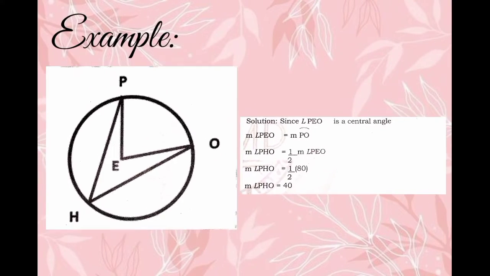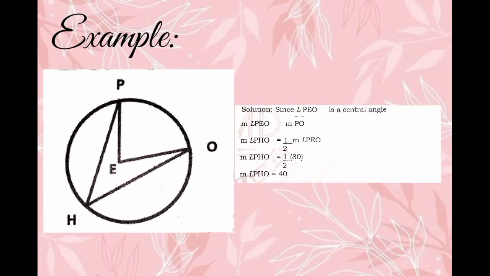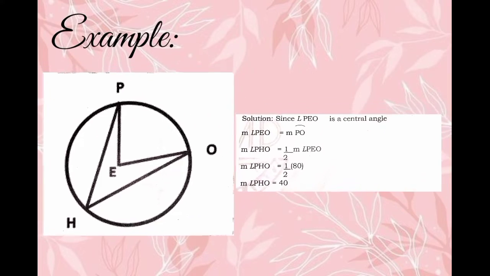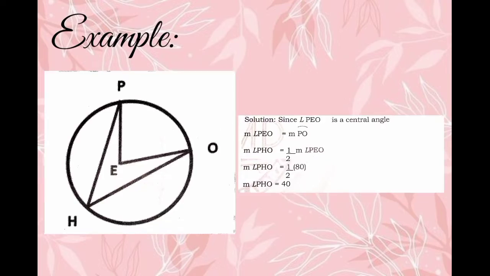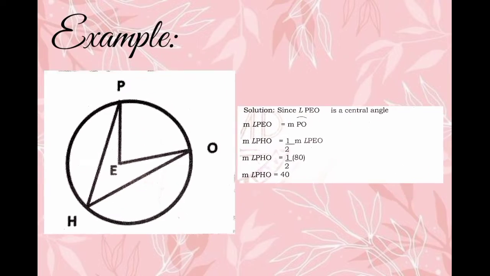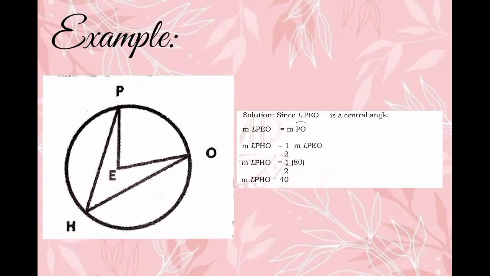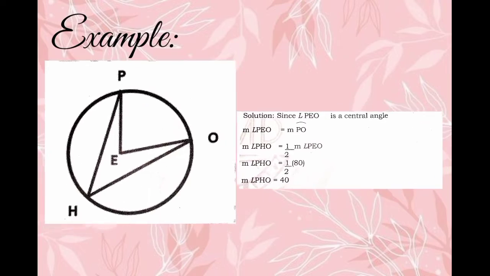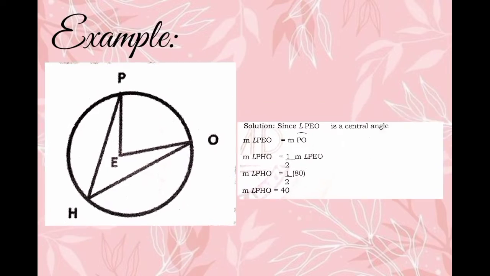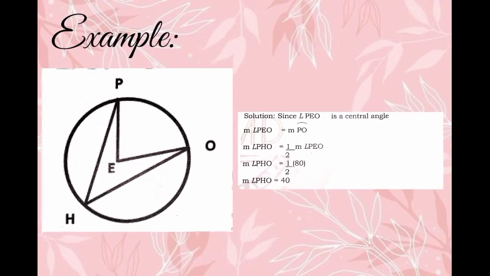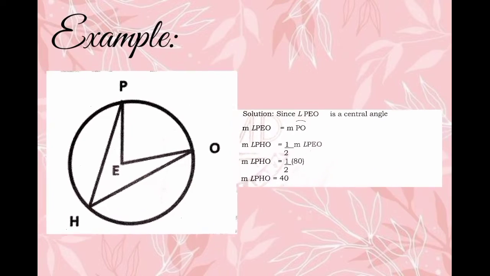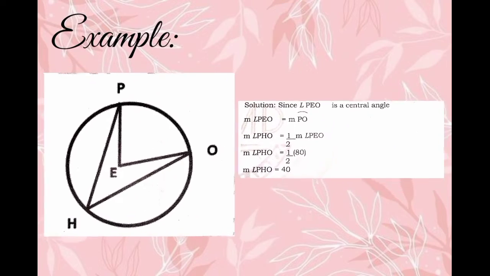Since angle PEO is a central angle, measure of angle PEO equals measure of arc PO. Measure of angle PHO equals 1/2 times measure of angle PEO. Measure of angle PHO equals 1/2 times 80, and the final answer is measure of angle PHO equals 40.